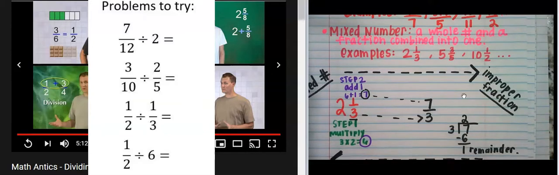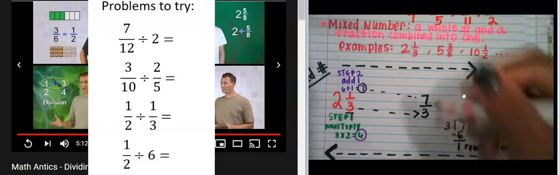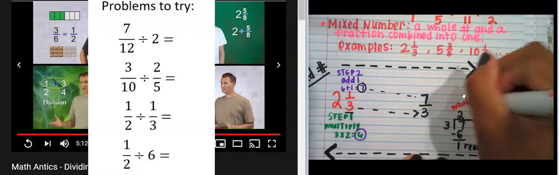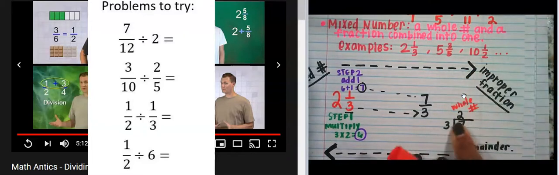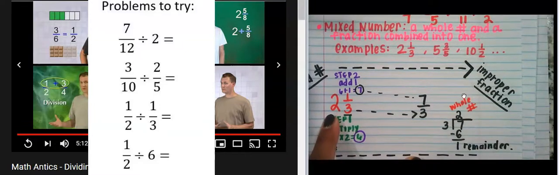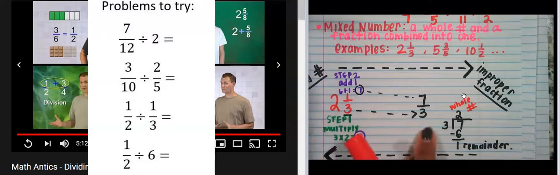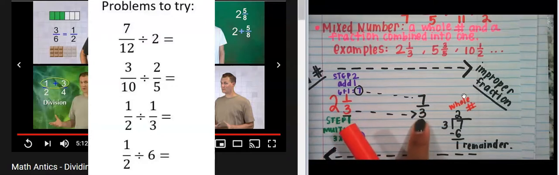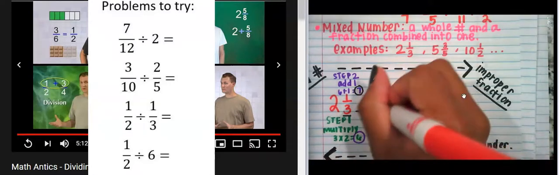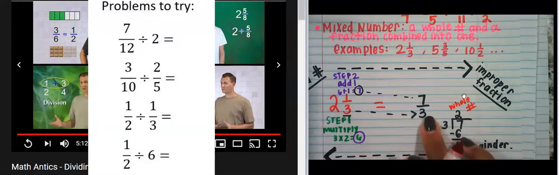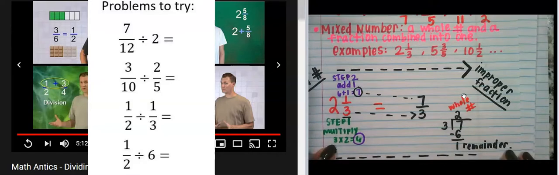So now looking at this, we see that our whole number is 2. So 2 is our whole number. We're left with a remainder of 1 out of 3, our denominator. So 2 and 1/3 and 7 over 3 are equal, and these are the steps you would take to go from one to the other.